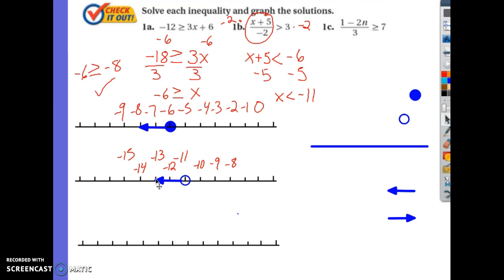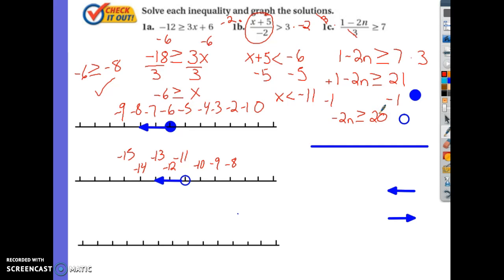All right, third example. Here we have the same type of problem as 1b, but we have to multiply by 3. And 3 is positive, so we don't need to switch the sign at this step. So 1 minus 2n is greater than or equal to, these cross out, 7 times 3. If we rewrite, 1 minus 2n is greater than or equal to 21. Now we're going to subtract 1. Remember, it's a positive 1. So minus 1, negative 2n is greater than or equal to 20.